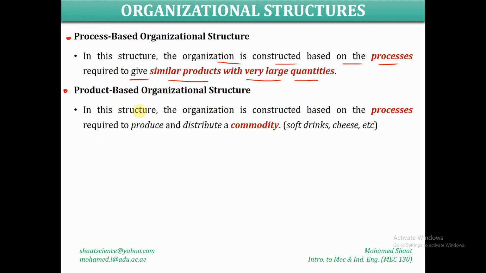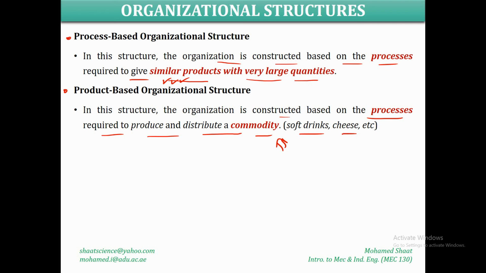But in the product-based organization, the organization is constructed based on the processes required to produce and distribute a commodity, which is very similar to the previous one. It also depends on the process, but this one is more product-oriented than the process-based. In the process-based organization, we can make different products, but what they have in common, as I said, is the process itself. But in the product-based organization, they can make one or two specific products, in many cases like soft drinks and cheese, where these companies making cheese have their own brand for it.